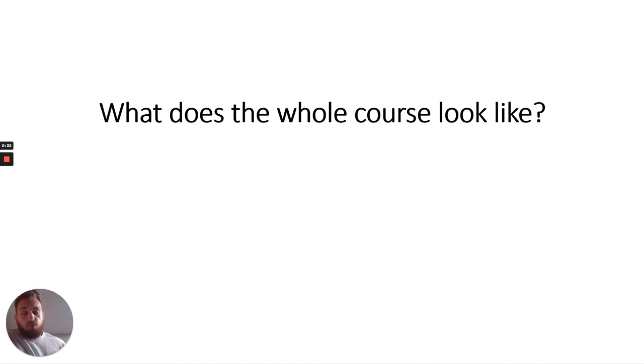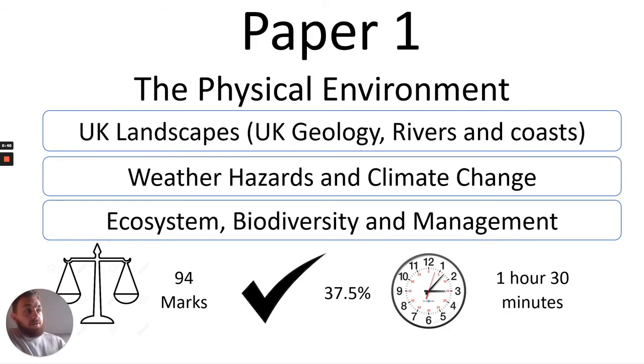So, before we get started, what does your course actually look like? What is included in your GCSE? And this shouldn't be new information, but I'll go through it anyway. You have a paper 1. That is anything really that is about the physical environment, so about nature and the environment. You've got UK landscapes, that's geology, rivers and coasts. And then you've got weather hazards, climate change, ecosystems, biodiversity and management.